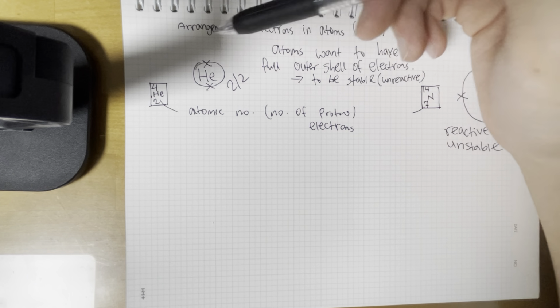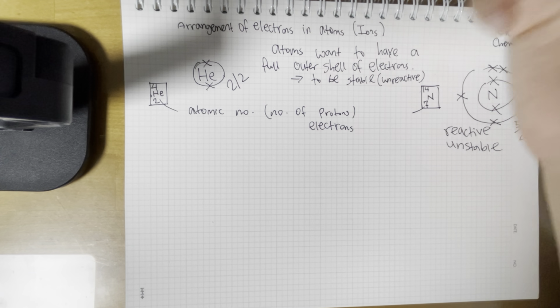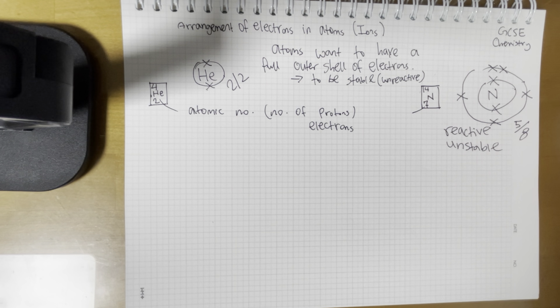This helium, since it has a full outer shell of electrons, is very stable and unreactive because it has everything it wants in its life. It doesn't want any more money. It doesn't work. It just stays there. This nitrogen, it sees these Lamborghinis driving by, these luxury villas, and it wants that. So it strives. It tries to get it. So it's very reactive and unstable because it wants to have more electrons.